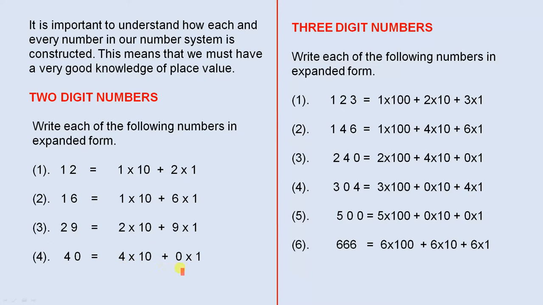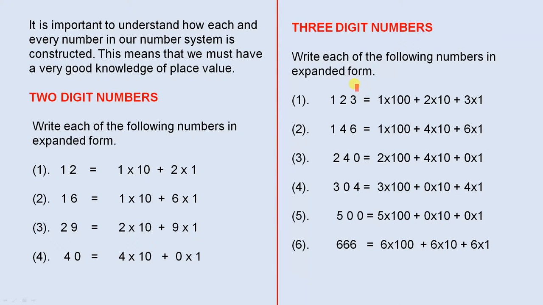That's how we expand the numbers. That is actually the meaning of those two-digit numbers. Three-digit numbers, so we can do the same thing. We can write each of the following numbers in expanded form. 123 is 1 times 100 plus 2 times 10 plus 3 times 1.